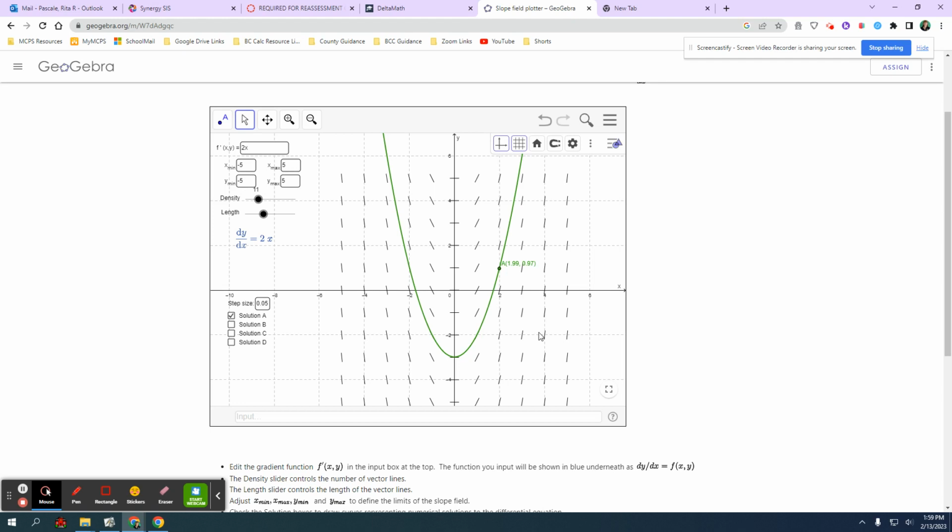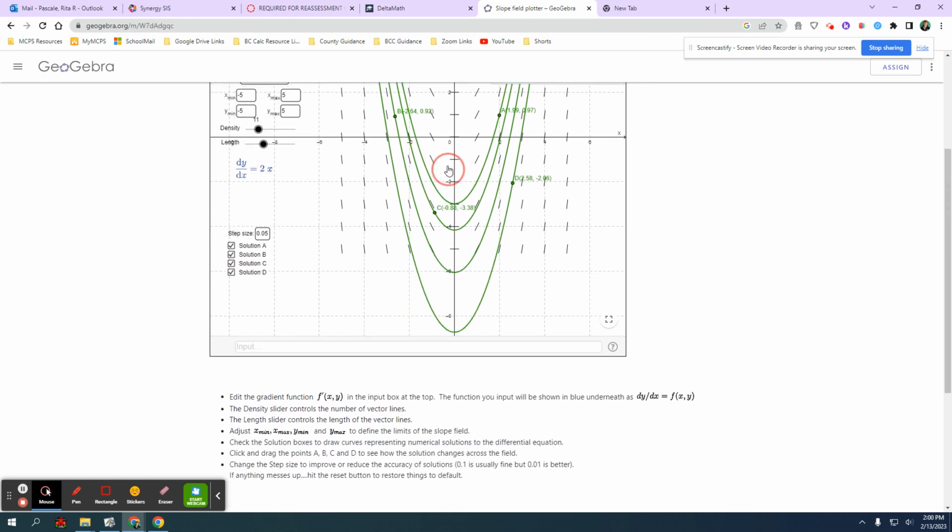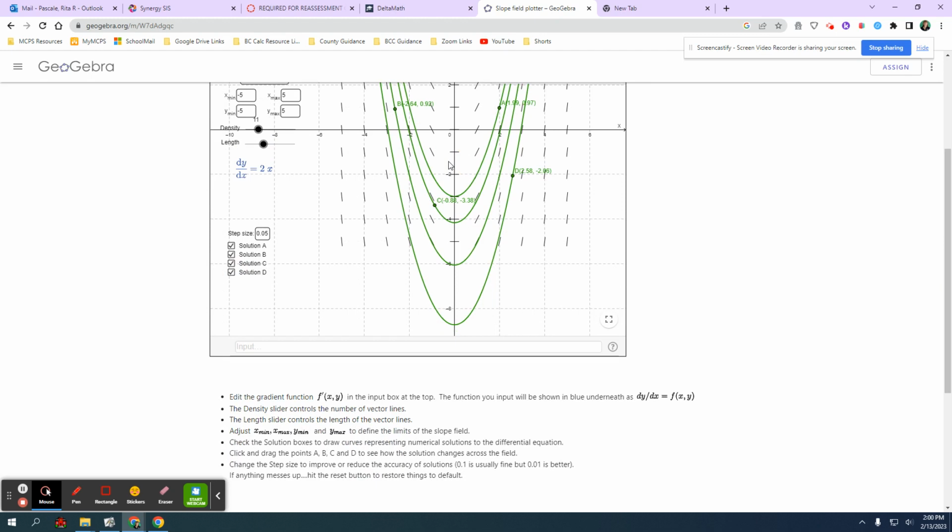If I integrate 2x, so I had Isaiah integrate 4x. Okay, so this is 2x. Here's one possible solution. Here's another and another and another. What does it look like is going on with these equations?